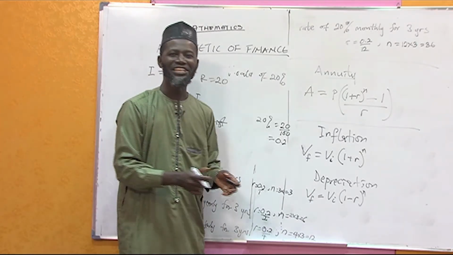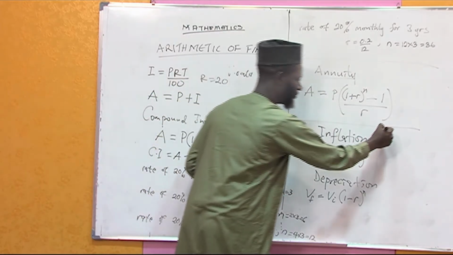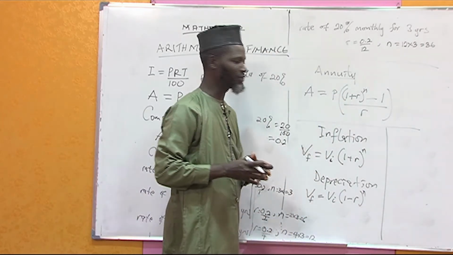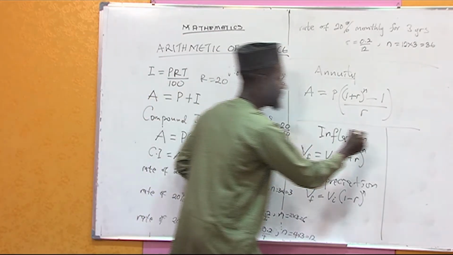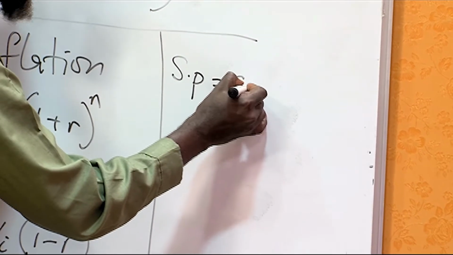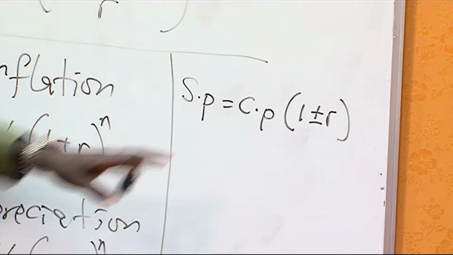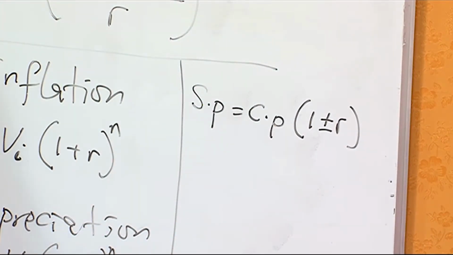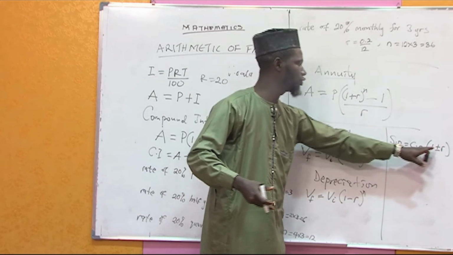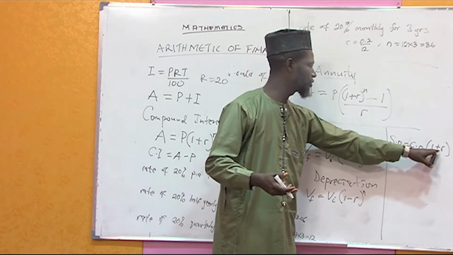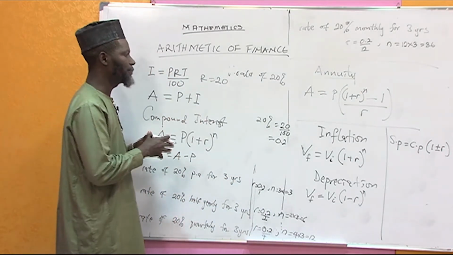And the last but not the least is on profit and loss. Now, we are talking about the percentage profit and percentage loss. Look at this formula, the same formula: selling price is equal to cost price into bracket 1 plus or minus R. You use plus if they are talking in terms of a percentage profit, that is an increment. If you are talking about the percentage loss, you use minus. So these are all the formulas that you need for any problem on arithmetic of finance.